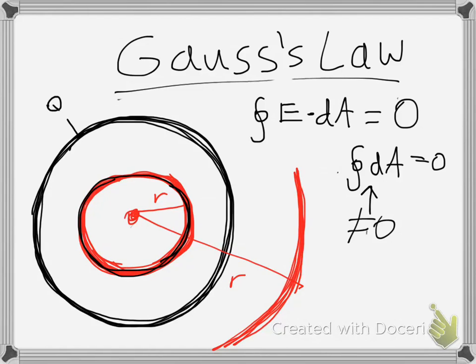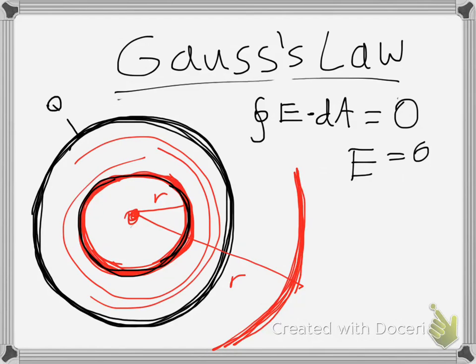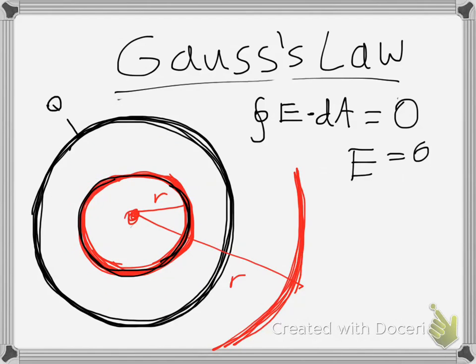Because in the integral of E dot dA, the dA can't be 0, so that means the electric field has to be 0. So we have the electric field equals 0. So for any red sphere that has a radius smaller than the black sphere, the electric field is 0. So anywhere inside this black sphere, the electric field is 0.